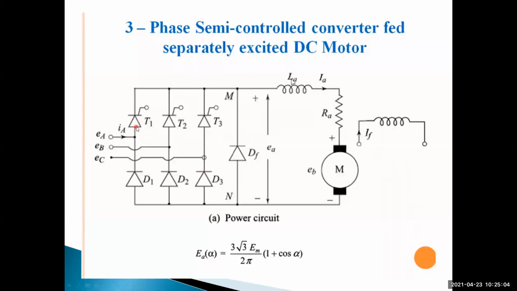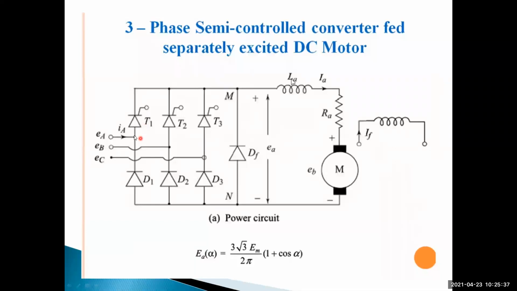Also, in this converter, one combination's conduction duration is 60 degrees. That means, let us assume thyristor T1, take the combination of these two. Any one combination, for example T1 D2 or T1 D3, will be 60 degrees. One combination's conduction duration is 60 degrees.